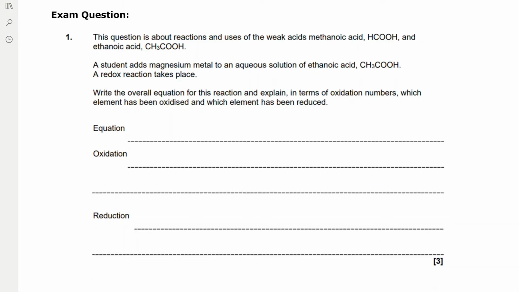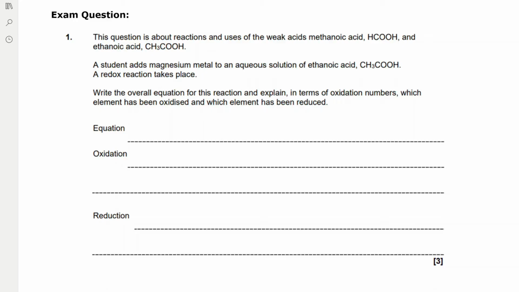This question is about reactions and uses of weak acids, methanoic acid and ethanoic acid. A student adds magnesium metal to an aqueous solution of ethanoic acid, CH3COOH. A redox reaction takes place. Write the overall equation for this reaction and explain in terms of oxidation numbers which element has been oxidized and which element has been reduced.